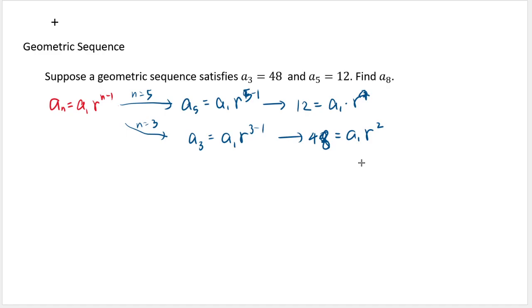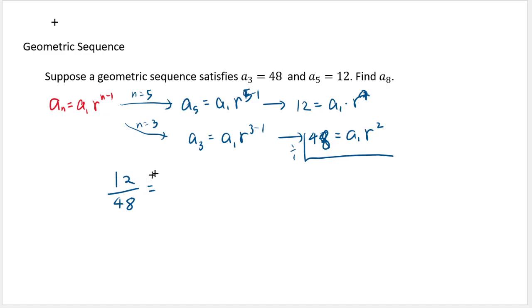Okay, so now what do we do? Well, we can just divide both sides this time. And the reason that you want to divide is because a1 divided by a1 would cancel. Okay, well, what's really happening is this. See, think of 12 divided by 48.